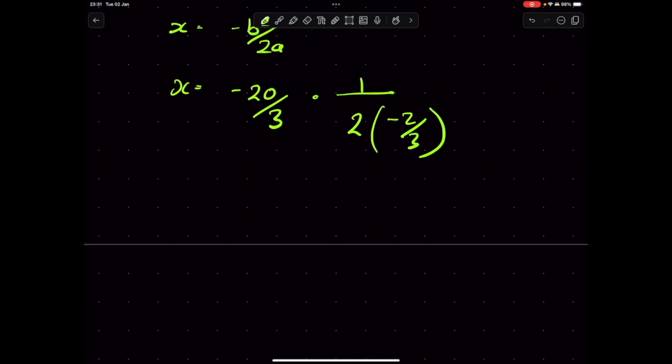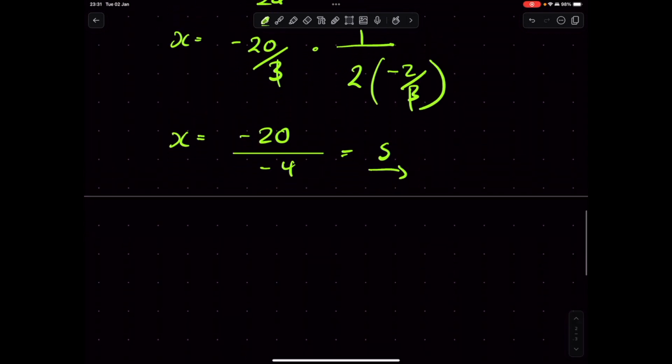So what happens now is we do simple arithmetic. This cancels out with that guy, and then we'll be left with negative 20 over negative 4, and that will just give me 5. So the x coordinate is 5.